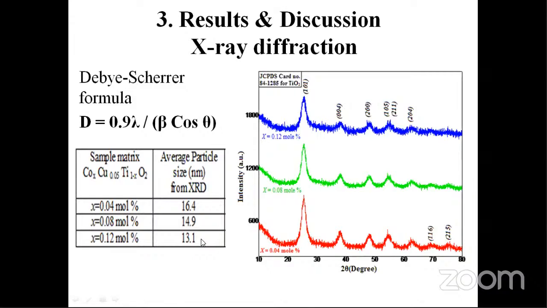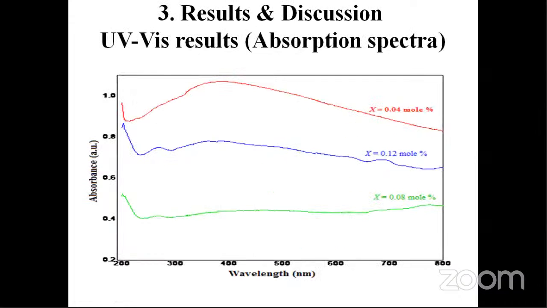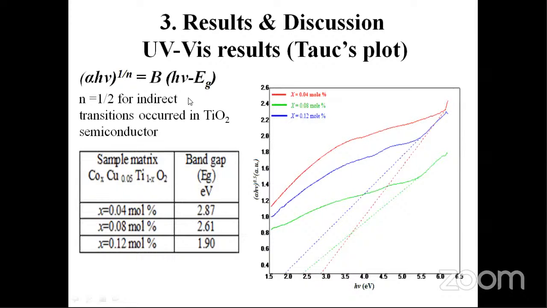The UV-visible absorption spectra show that the absorption edge is slightly shifted to the higher wavelength region on increasing the dopant concentration. This clearly indicates a reduction in band gap energy. The band gap energy of the synthesized nanoparticles was determined by using the relation (alpha h nu) to the power 1/n equals B into (h nu minus Eg). Here alpha represents the optical absorption coefficient, h nu is the energy of the incident photon, Eg is the optical band gap energy, and n is equal to 1/2 for indirect transitions occurring in TiO2 semiconductors. The calculated values of band gap energy are found to be 2.87, 2.61, and 1.90.